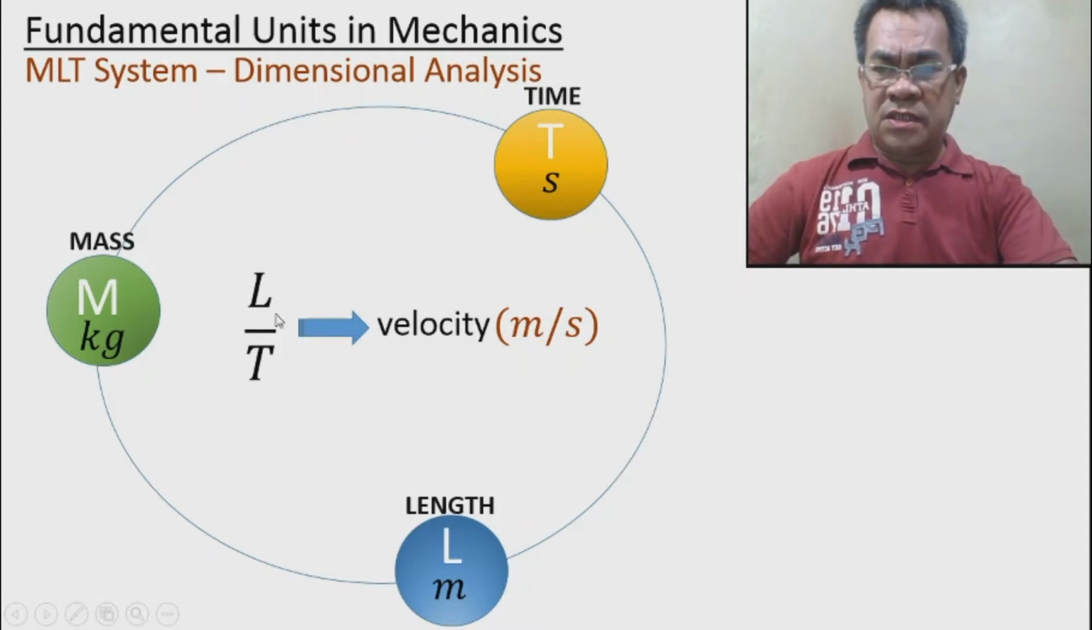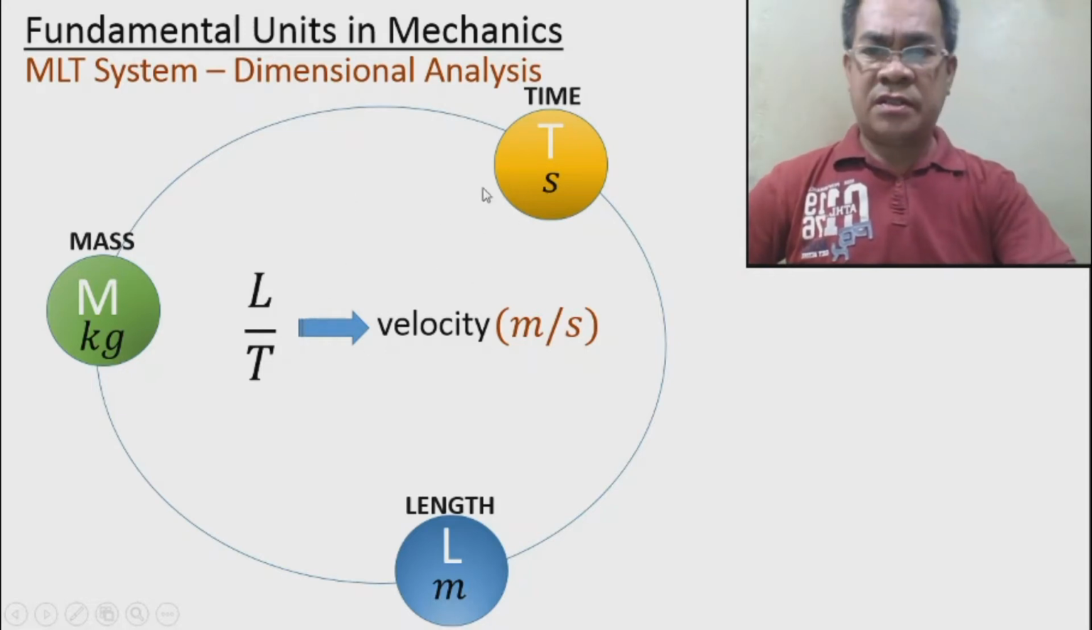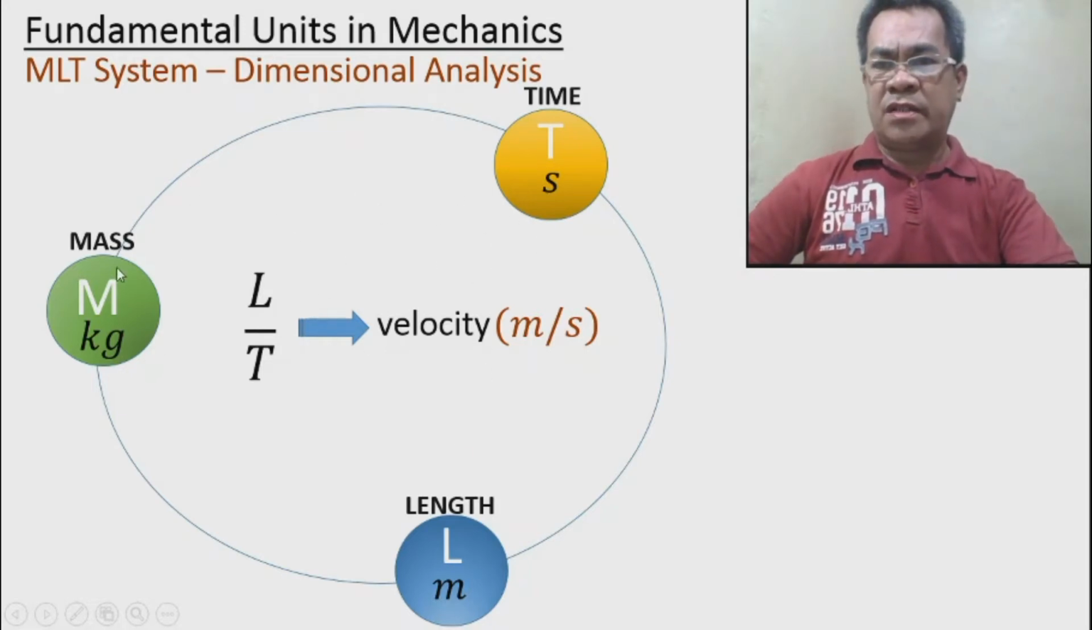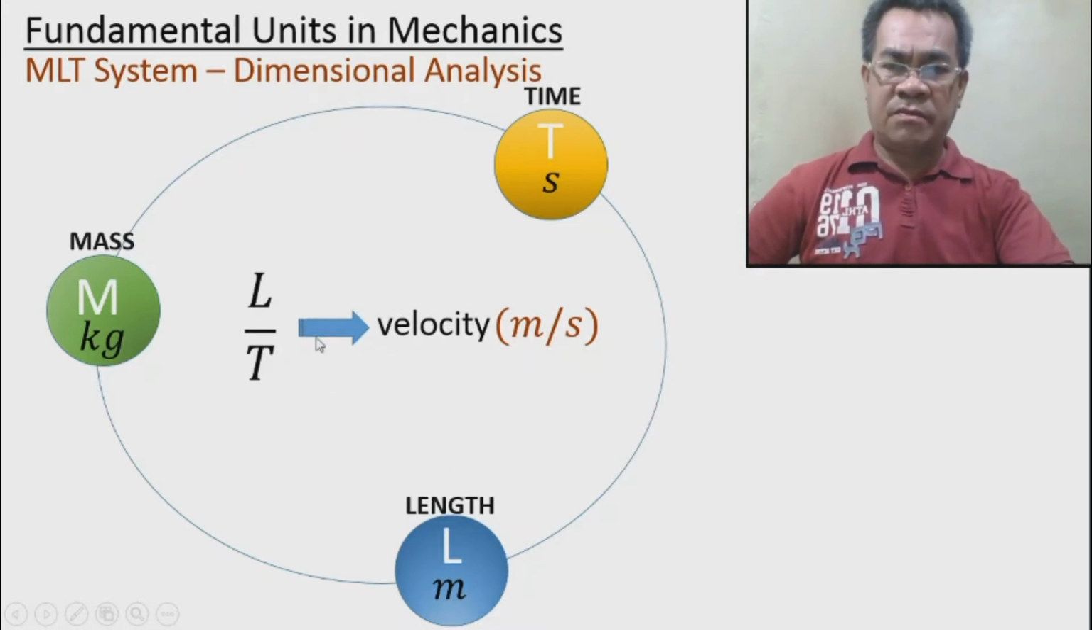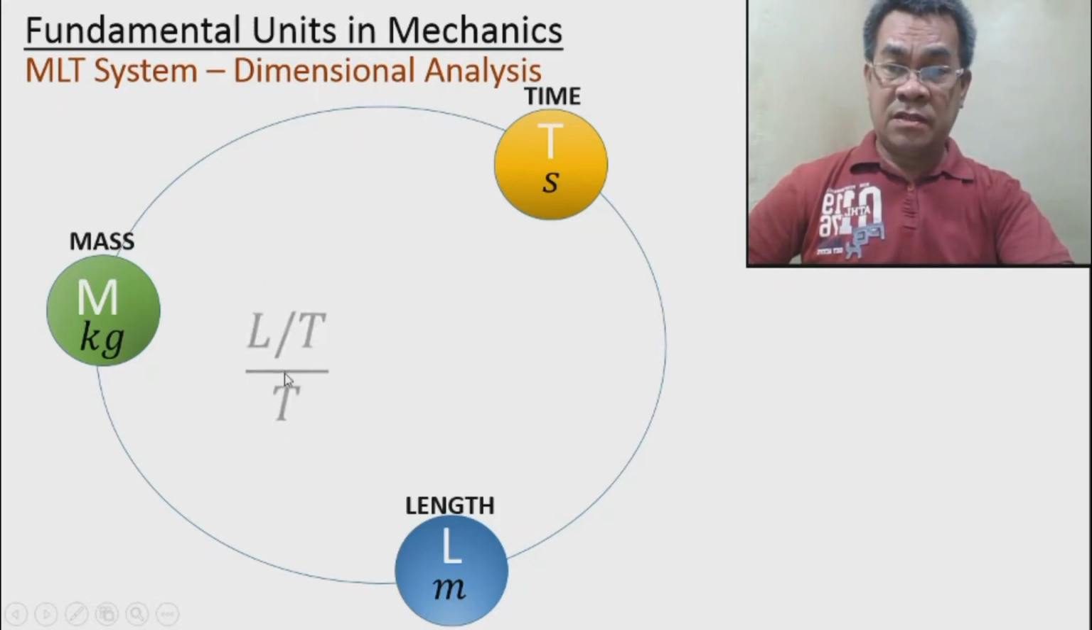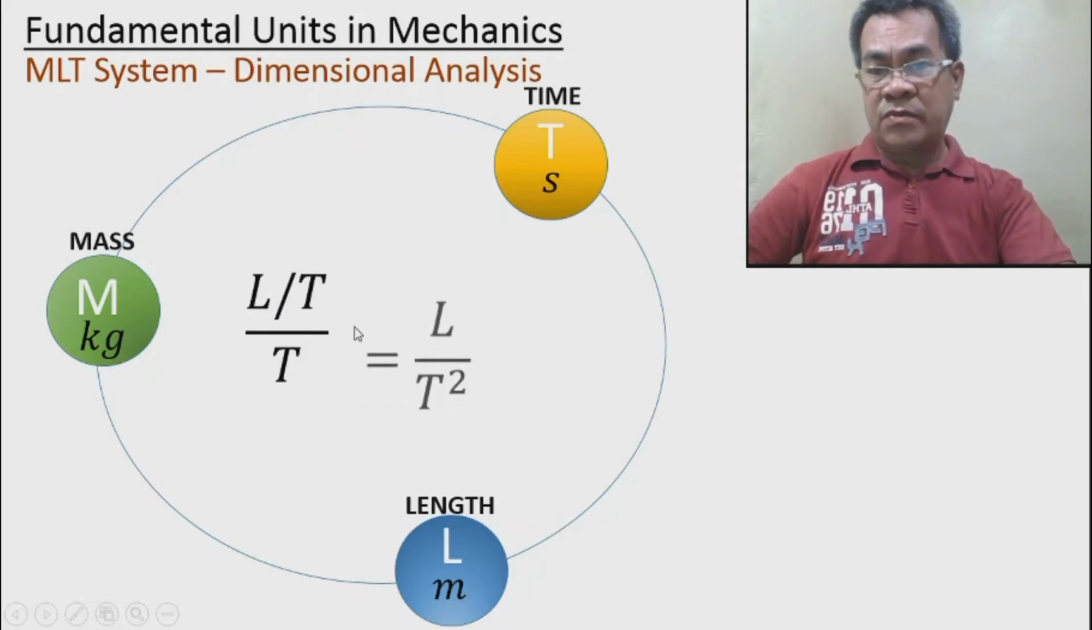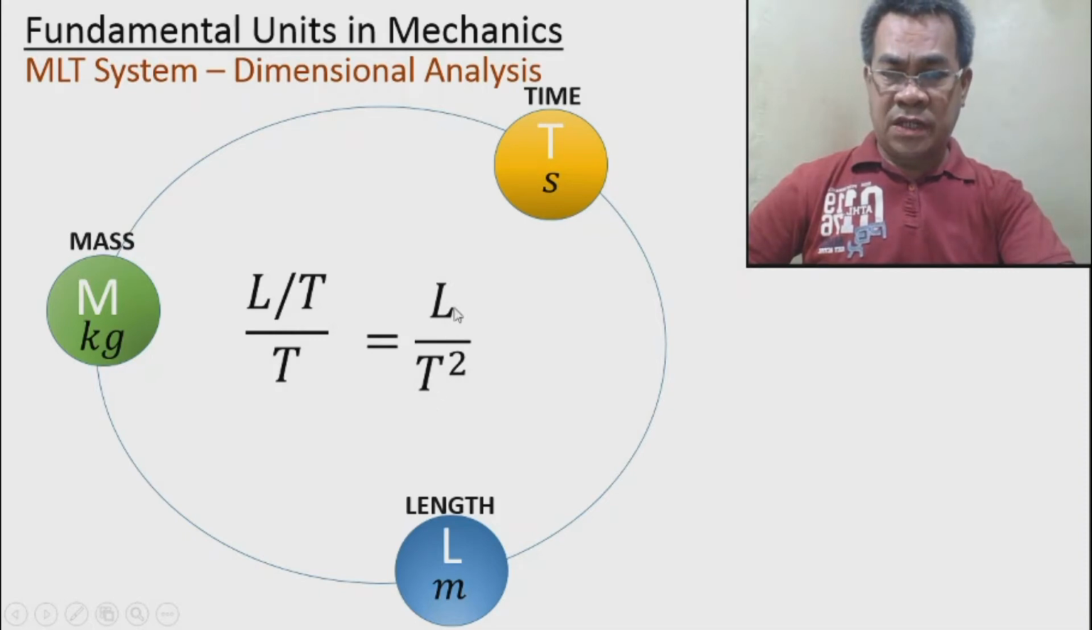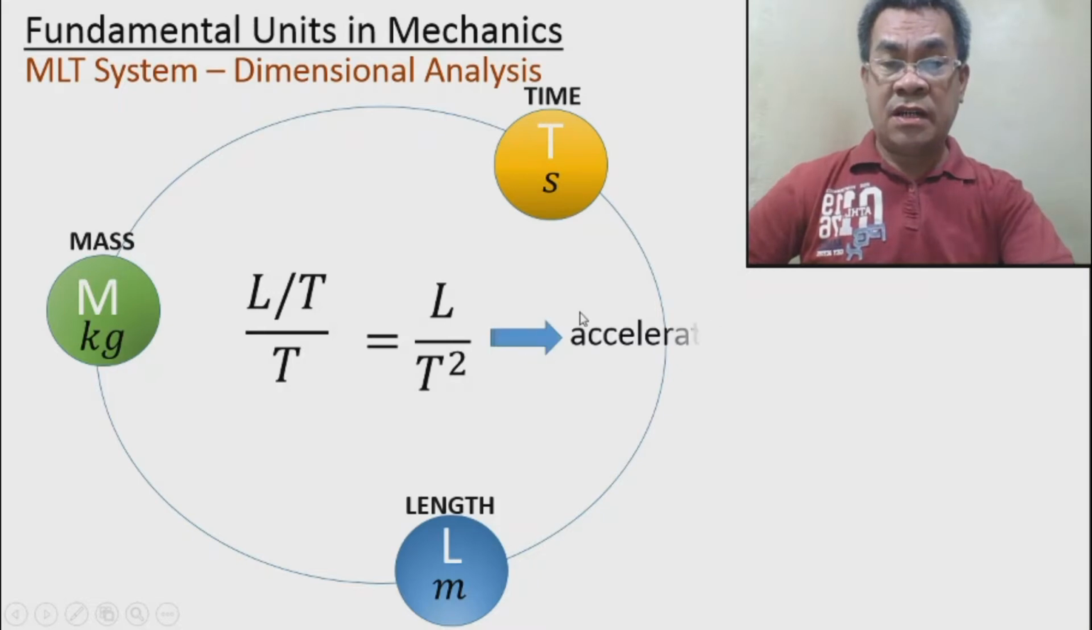Now, the result of this combination, if you use another dimensional unit, then you can form another quantity. For example, if I divide this L over T by T again, the result will be L over T over T. Mathematically, this will result in L over T squared. L is meter, T is second, so this will provide the units of meter per second squared. Meter per second squared is acceleration.